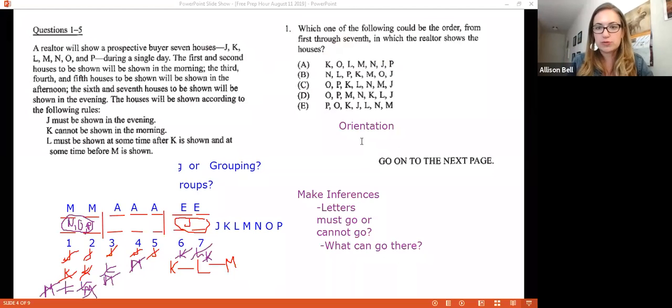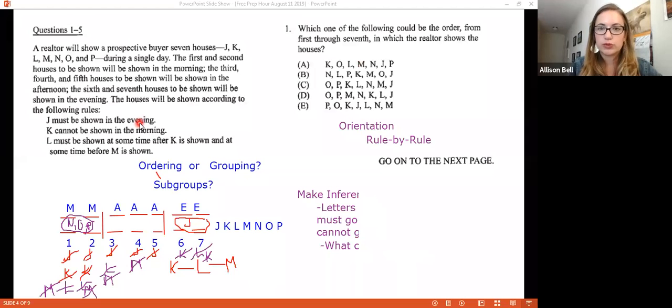So the approach that I use for orientation questions is the rule by rule approach. That approach is where, instead of starting with answer A and trying to investigate it, I start with the rules and I use the rules to eliminate answer choices. So I would start with the first rule, J must be shown in the evening. Look at my diagram, that means 6 or 7. And I would just scan through the answer choices with just that rule in mind, and eliminate the one where J is not shown in the evening.